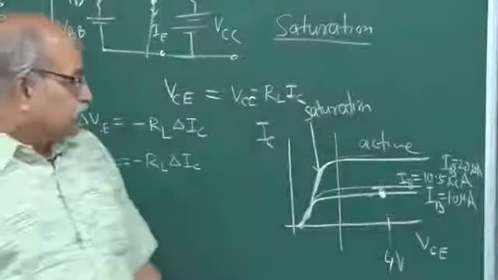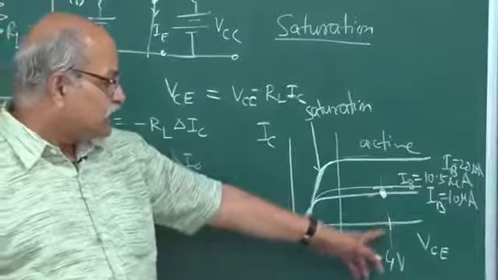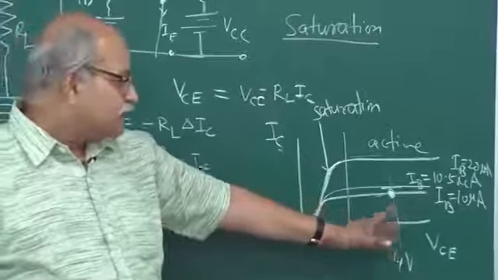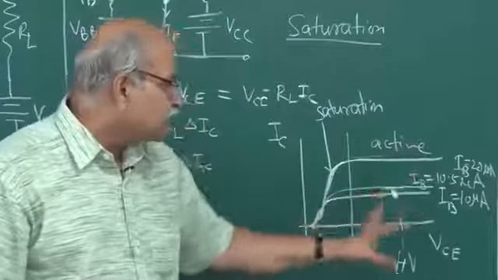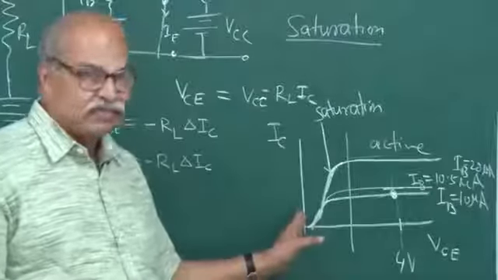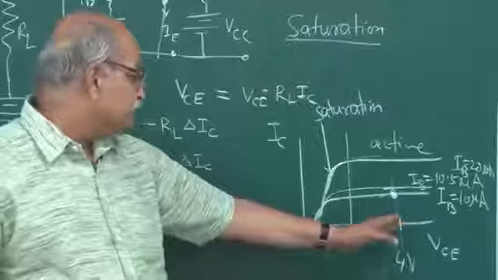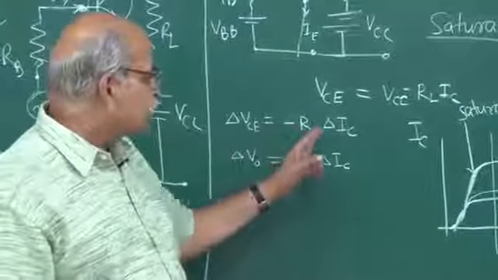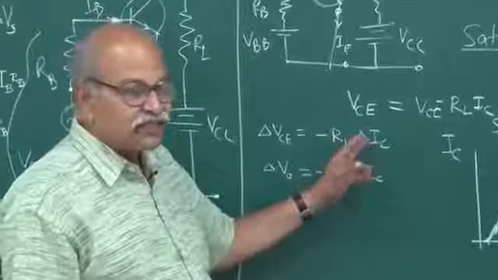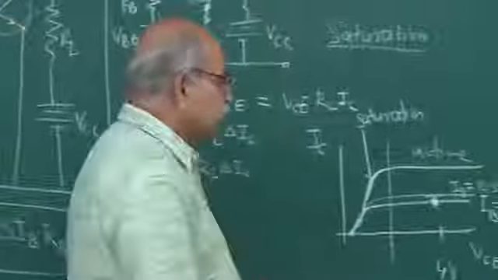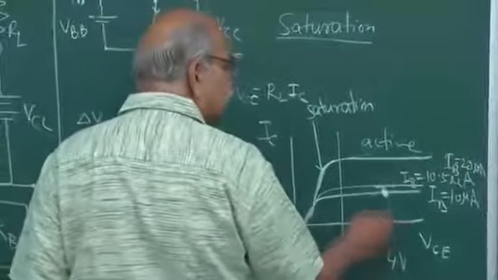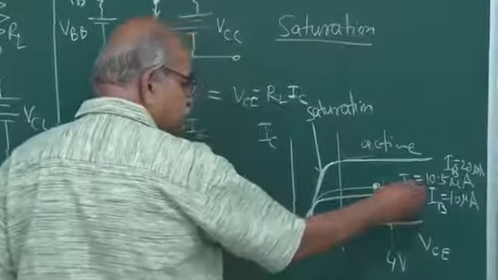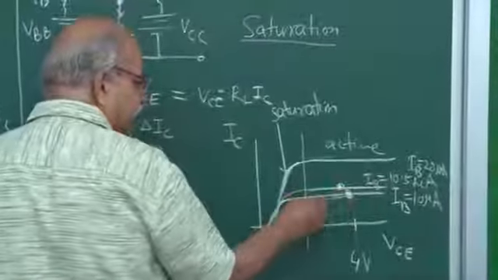Okay. What happens to this VCE? That also changes. But if we are well into this active region, not close to the saturation region, even if it changes a little bit, what will happen? Will it increase or will it decrease? It is minus RL into delta IC. So it will decrease. But if you are not here, you are somewhere here, it doesn't matter, your IC remains the same, because this is flat. In the active region, this is flat.